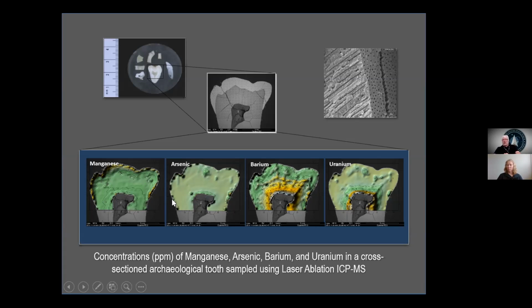But if we look at arsenic, we can see that there is a little bit of that happening on the surface of the tooth, but really not very much. And there is no presence of arsenic like a wave moving into it, like you see here with the barium and the uranium in the middle of the tooth.